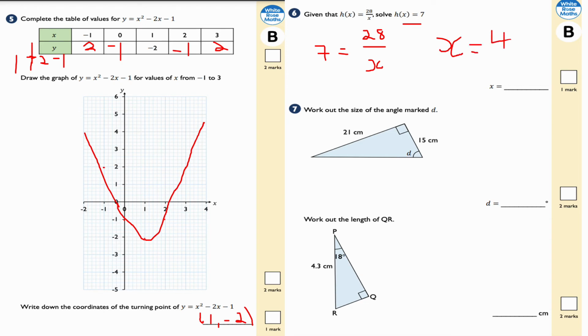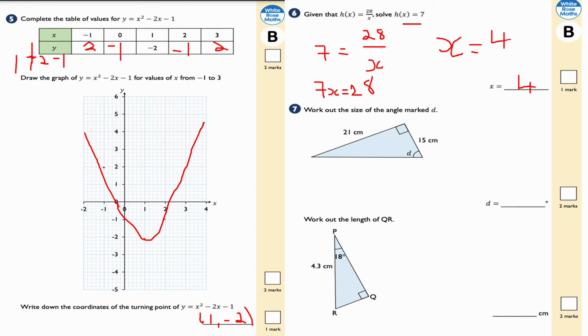What you can do here is times both sides by x and then divide by 7. So I get 7x is equal to 28. So 7x is equal to 28. Divide both sides by 7. And I get x is equal to 4.